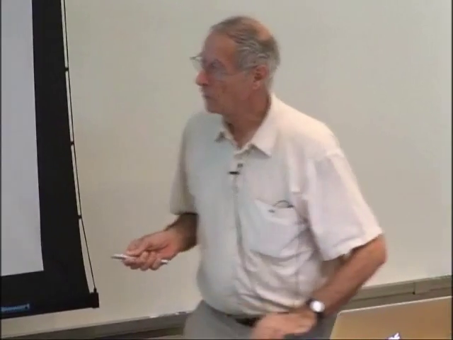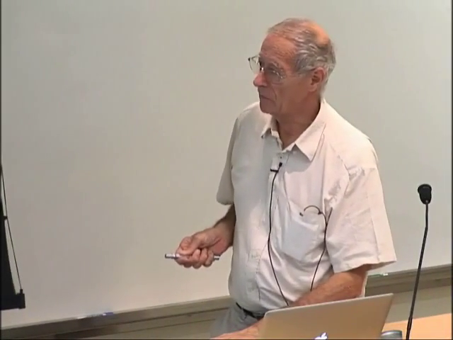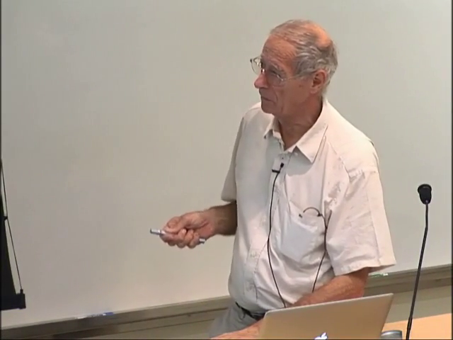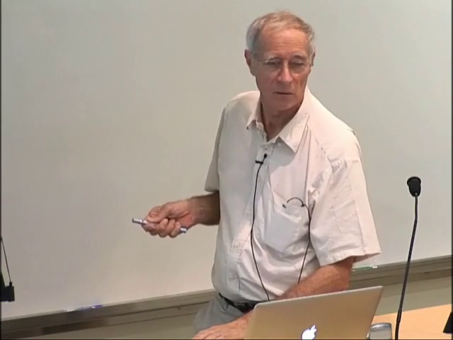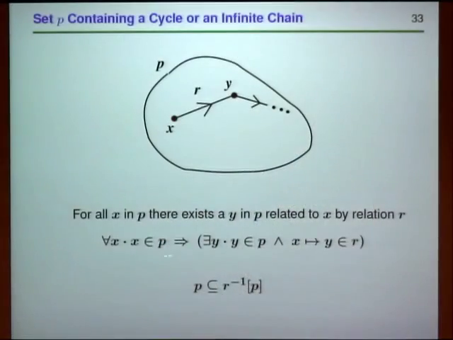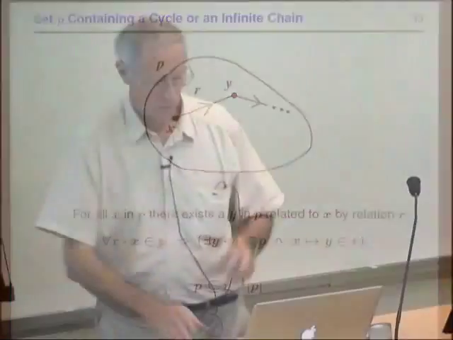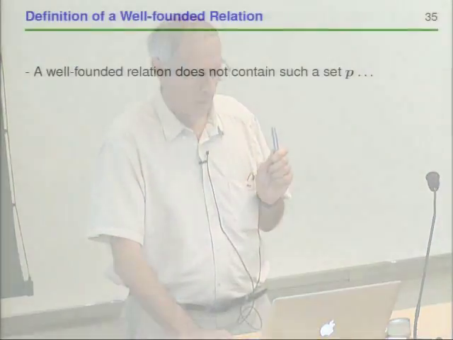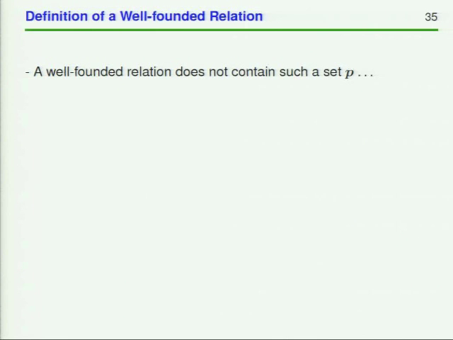Okay. So now I can simplify this predicate calculus statement by P is included into R minus one of P, so the inverse image of P under R. So this corresponds to this. So now, definition of well-founded relation. A well-founded relation does not contain such a set P.